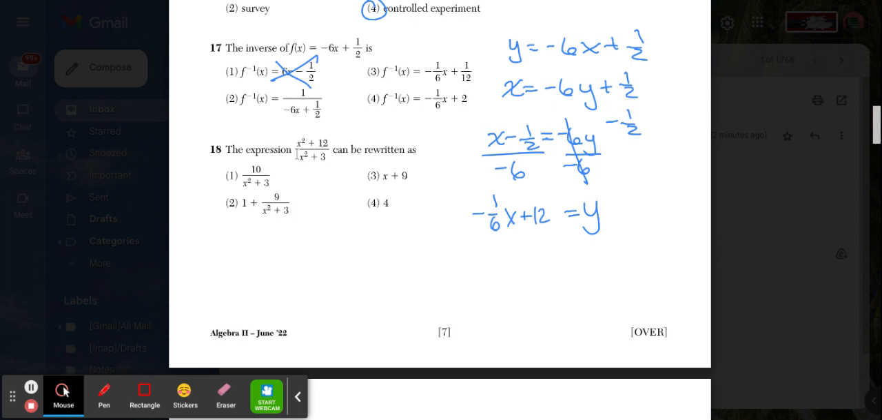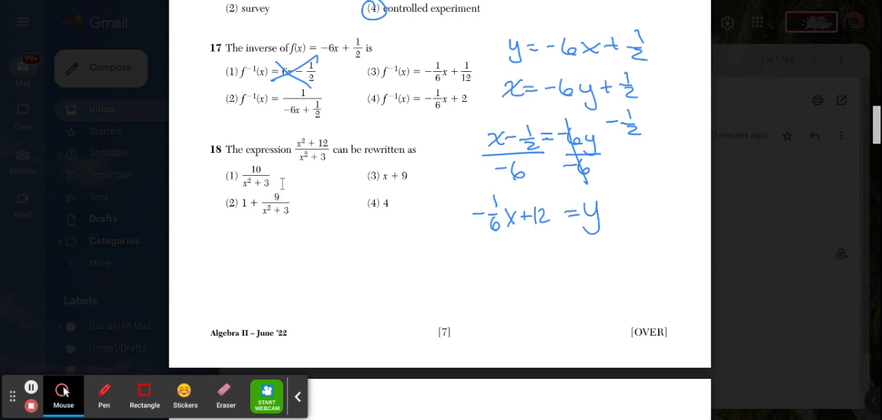Number 18, I don't know why I didn't do it. The expression can be written, we would factor the top. You can't factor the top because it is non-factorable, but you can rewrite the top as x squared plus 3. 12 is really 3 plus 9. So you could do x squared plus 3 plus 9. And then the x squared plus 3 would cancel, and you get a 9 left over x plus 3.